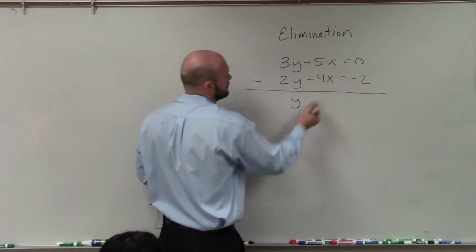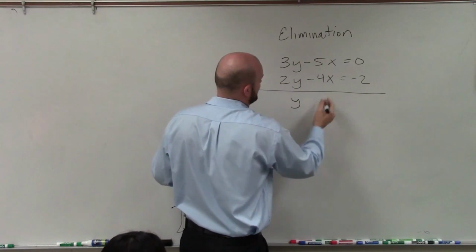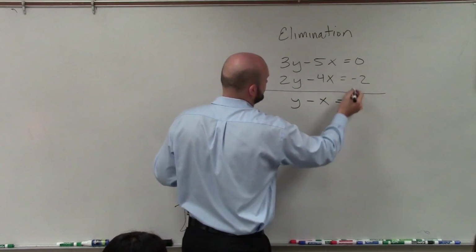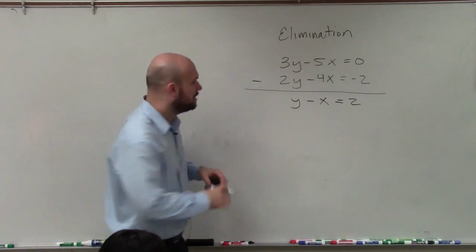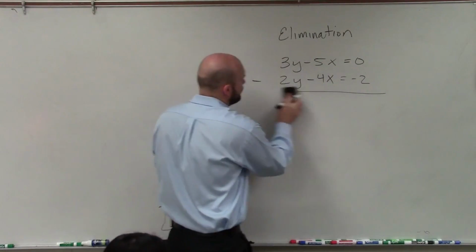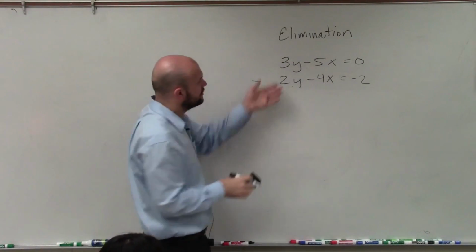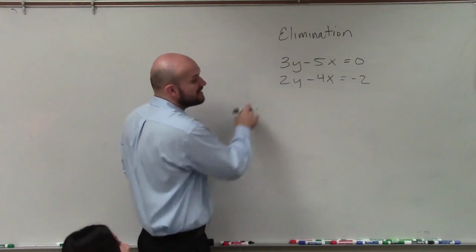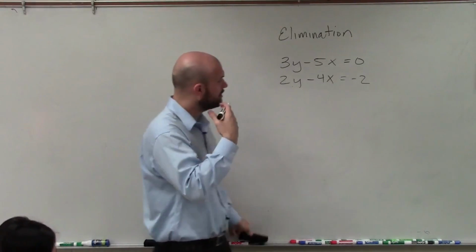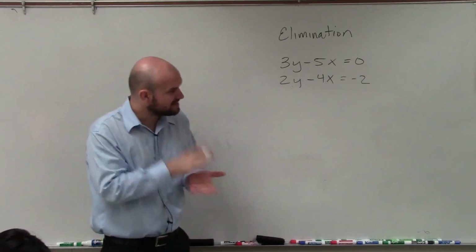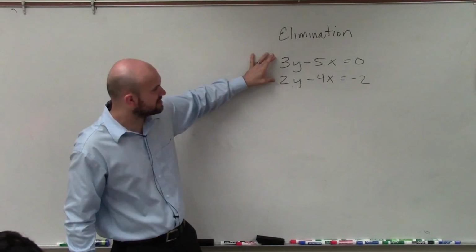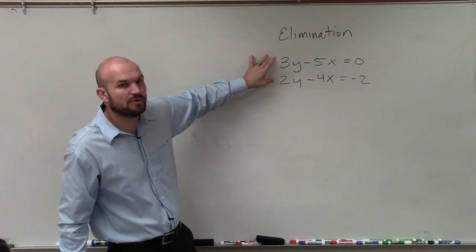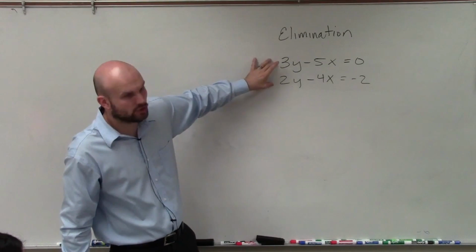That's y. Negative 5 minus the negative is going to be negative x equals positive 2. Did I eliminate a variable? No. So when you're looking into doing elimination, sometimes you'll have the same coefficients, sometimes you won't. So what you want to do is obtain the same coefficients for one of your variables. You want to find the coefficients that are going to have the smallest common multiple.